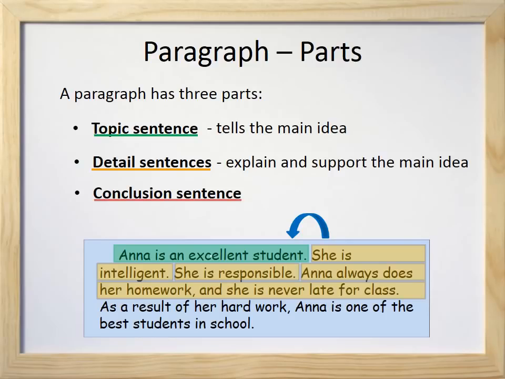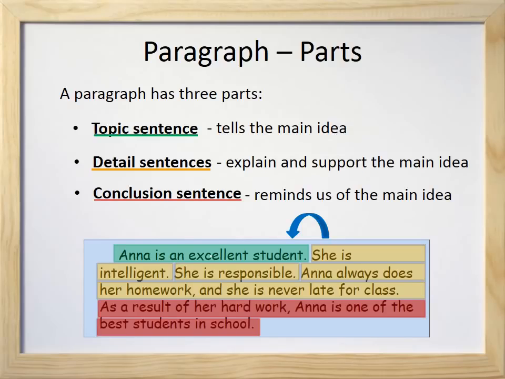The last part of a paragraph is the conclusion sentence. This sentence reminds us of the main idea. The conclusion sentence in our example paragraph about Anna is, as a result of her hard work, Anna is one of the best students in school. This sentence reminds us of the topic sentence that Anna is an excellent student.